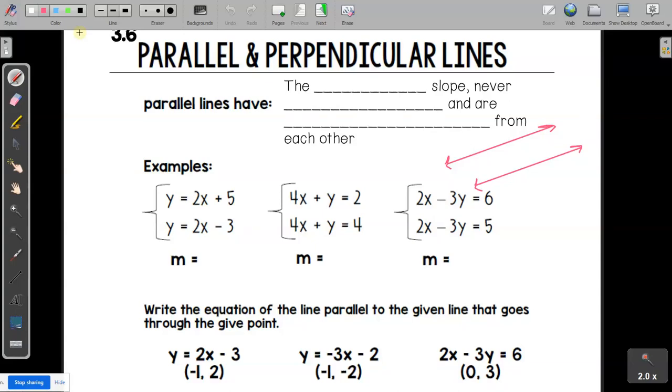Today, we are going to be looking at parallel and perpendicular lines. So let's first look at parallel lines. Parallel lines have the same slope. They never intersect. And they are equidistant from each other.